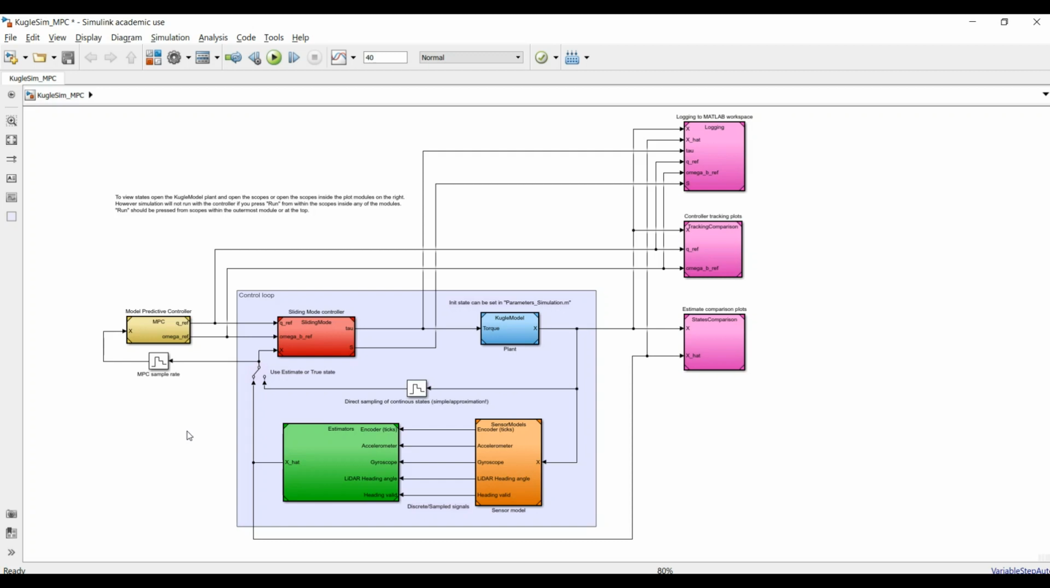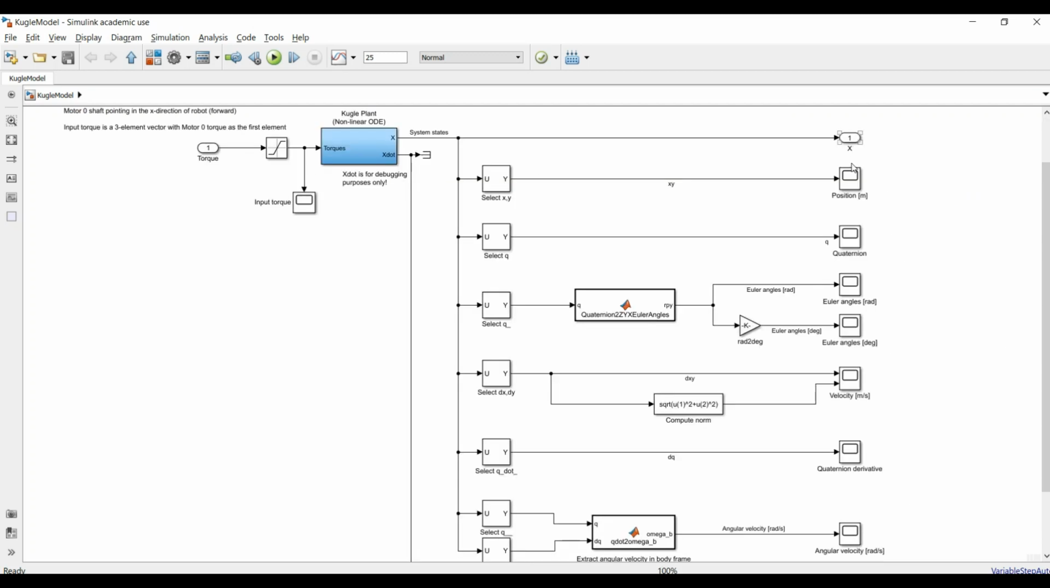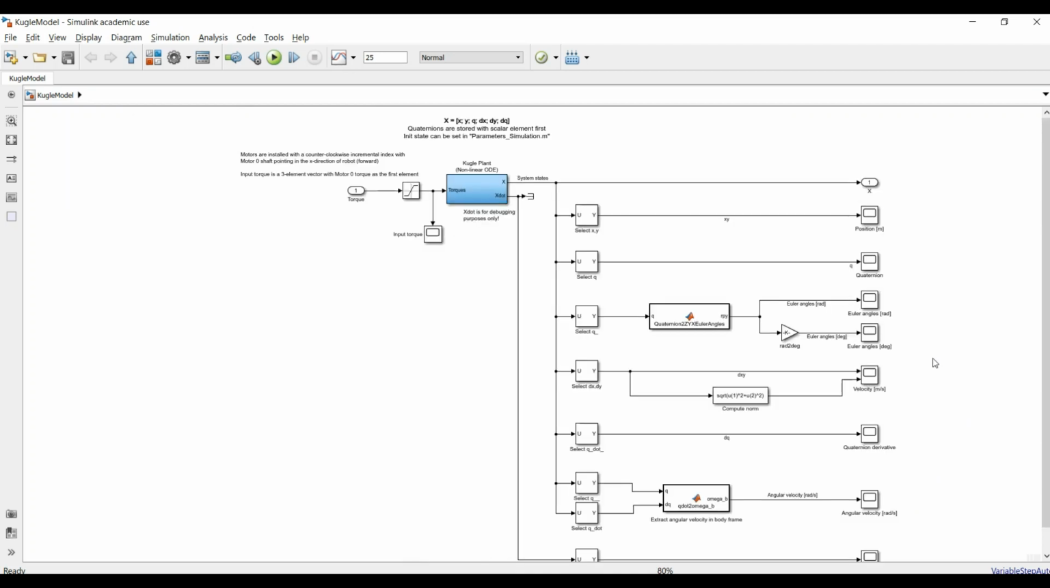Starting with the model itself, we have here a nonlinear quaternion-based model of the ballbot that is based on several ordinary differential equations put into a MATLAB script, and this block itself takes in torque inputs and outputs the 12 different states, which can also be visualized with several plots, such as the position, the quaternion, converted Euler angles, etc.